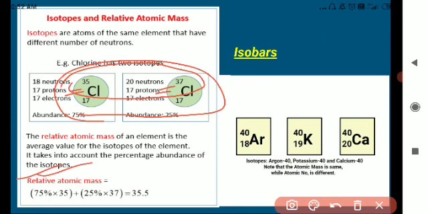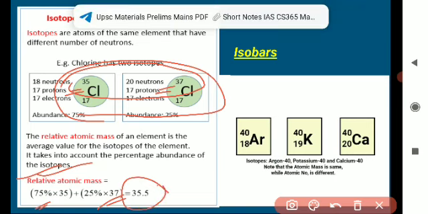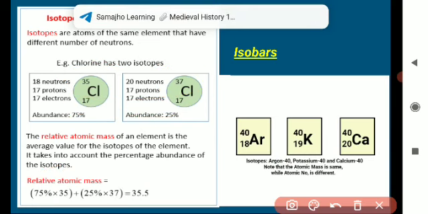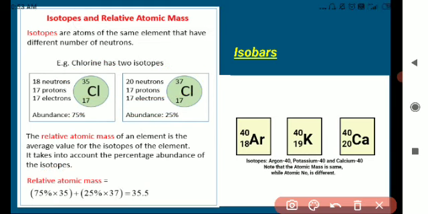This is your relative atomic mass. How it is calculated is written here, because this chlorine-35 is present about 75% and chlorine-37 is 25%. So taking the average, we get 35.5. Nowadays we actually use 35.5 because we take the average here. So you need not worry about all these calculations.